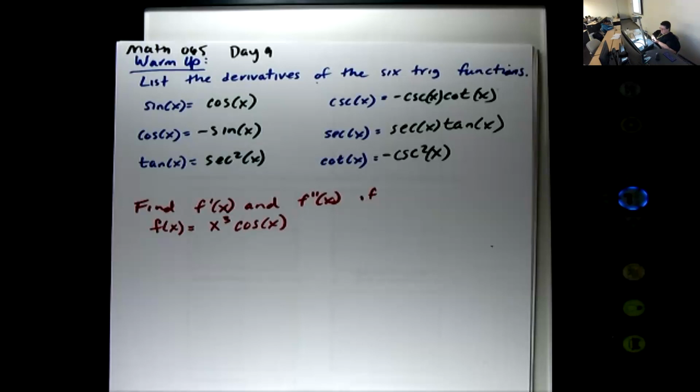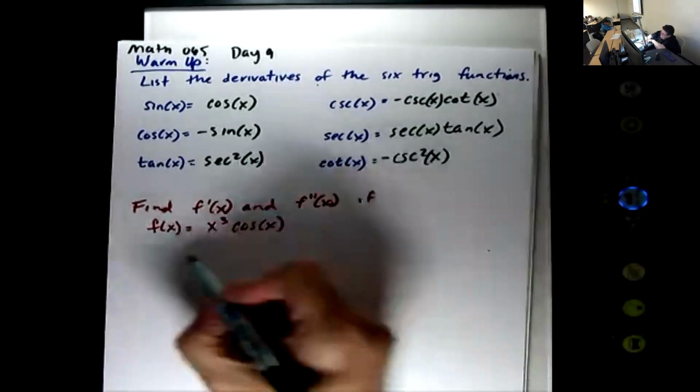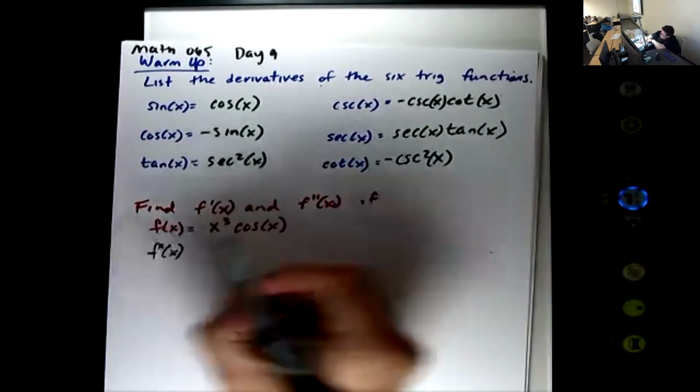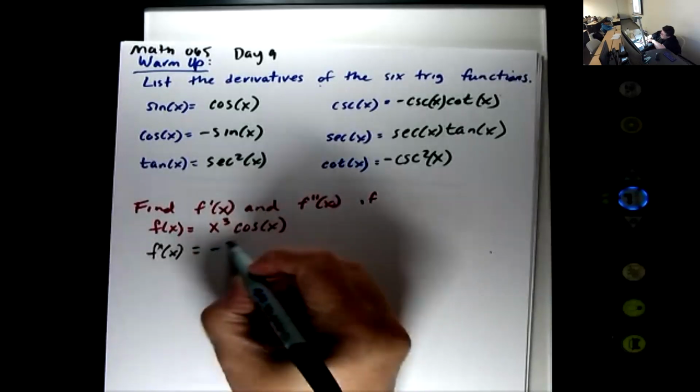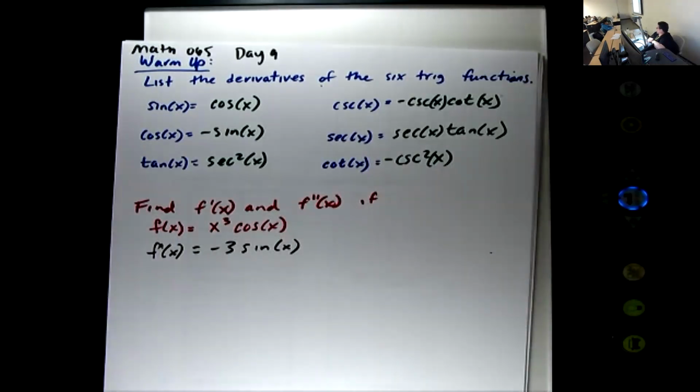All right, so the next problem is find the first and second derivative of f of x equals x cubed cosine x. Who wants to give me a gander on this one? Are we gonna make Matthew do it again? I'll do it. All right, Matthew, hit me with it. So f prime of x, I got negative 3 times sine of x. That's what you got? Anybody else get that? That's incorrect.